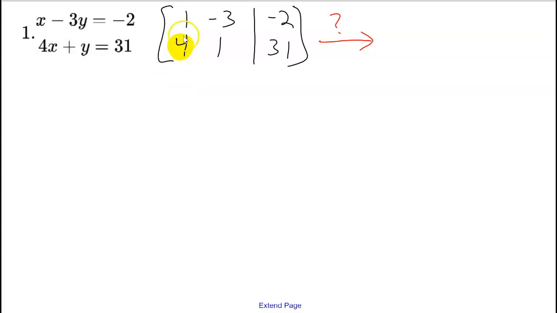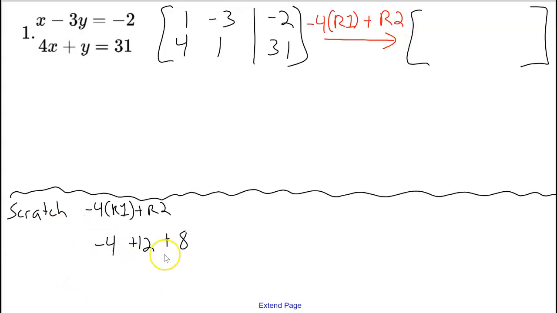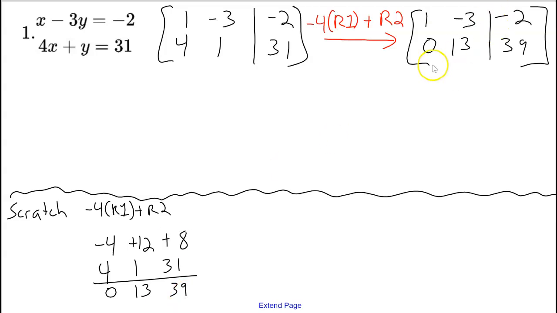Okay, so think, what can we do here to turn this into 0? We're going to multiply the first row times -4, and then add it with row 2. So down here on the scratch paper, this is what I'm doing. I'm multiplying -4 times row 1. I get -4, +12, +8. And then I'm going to add it with row 2, so that's 4, 1, and 31. And I get 0, 13, 39. And then I plug that in for row 2.